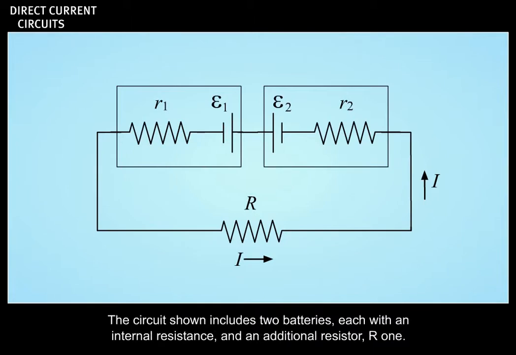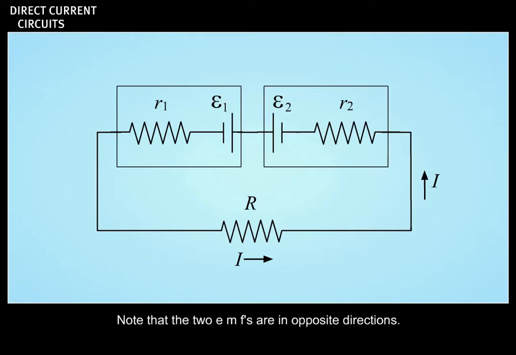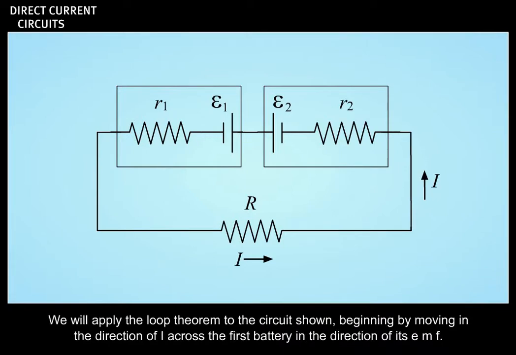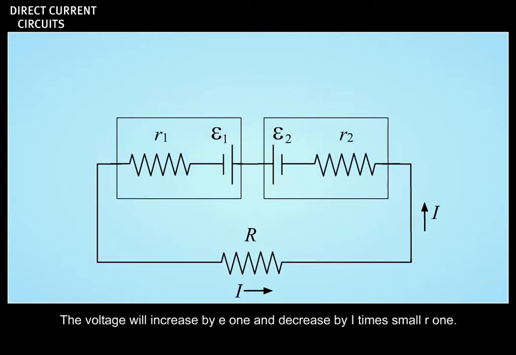The circuit shown includes 2 batteries, each with an internal resistance, and an additional resistor R1. Note that the 2 EMFs are in opposite directions. We will apply the loop theorem to the circuit shown, beginning by moving in the direction of I across the first battery in the direction of its EMF. The voltage will increase by epsilon 1 and decrease by I times small r1.